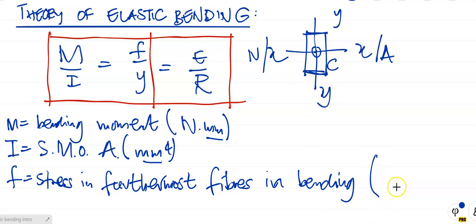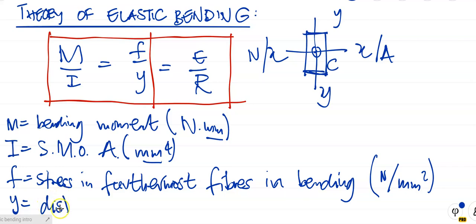And what's the units for stress? What's the formula for stress? Stress is force over area, so it's newtons per millimeter squared, from stress and strain. Which is also the same units for Young's modulus of elasticity. Right, and what's Y?